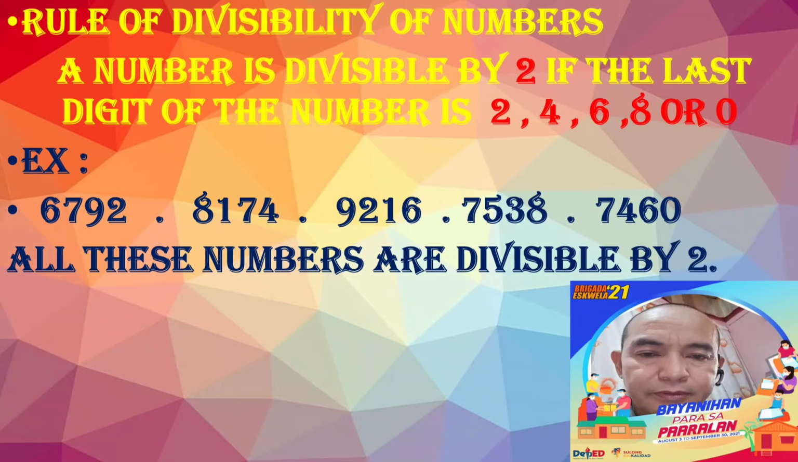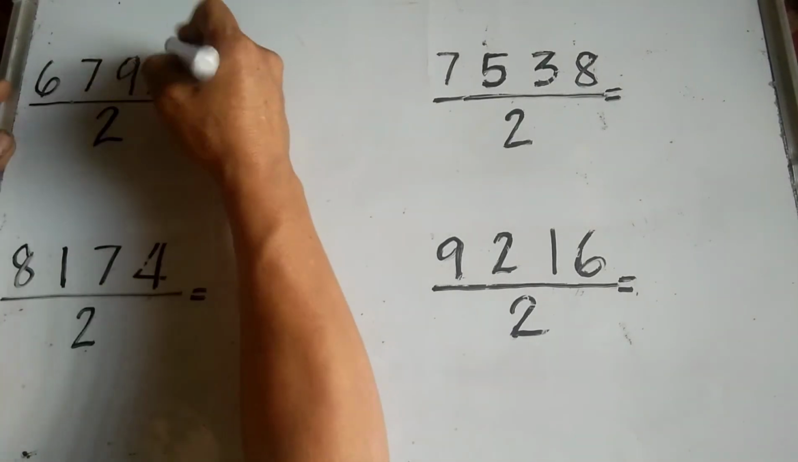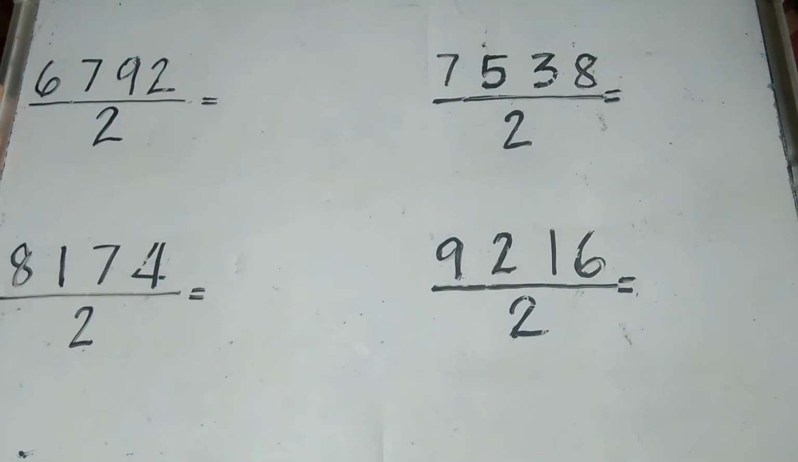When you answer the exercises in your module, you will be able to identify which number is divisible by 2. Okay, I will present the actual division, applying the shortcut method, so that when you do the actual division, you can take a shorter time dividing numbers by 2. So, dividing numbers by 2 using shortcuts. Okay, applying the rule of divisibility.